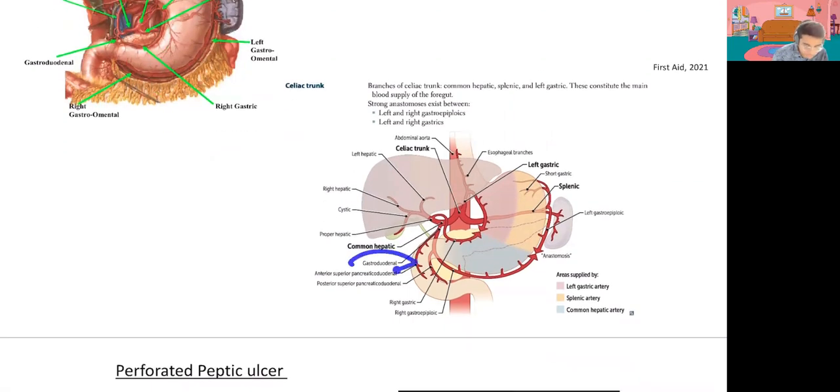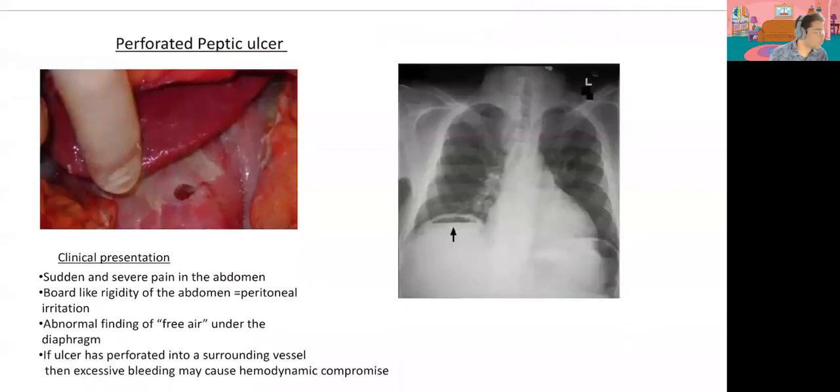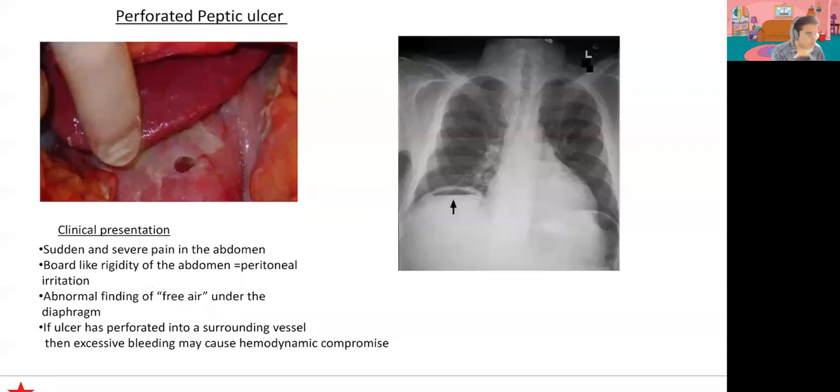They do like to ask about the hepatoduodenal artery because it's the main branching point for all of the ones that are going to the more foregut structure of the duodenum. So once you have that straight, you should be okay. There you go, perforated peptic ulcer.